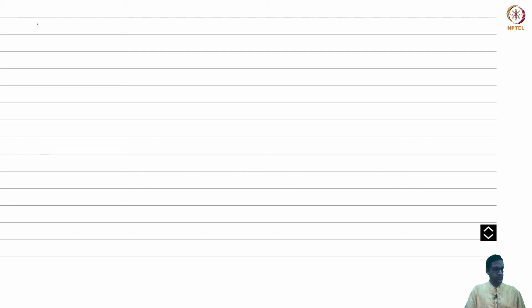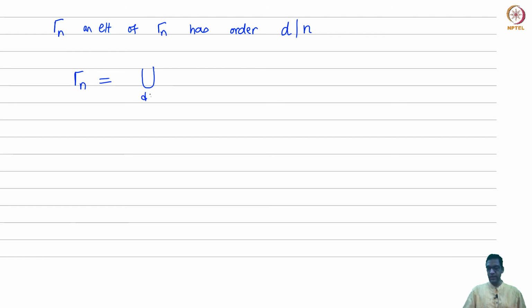Now let's look at the various elements of order d dividing n. Why did I talk about d dividing n? Observe, if I take gamma n, what can I say about a typical element of gamma n? In that cyclic group, this element must have some order, and recall that the order of an element necessarily divides the cardinality of the group. So I can decompose gamma n as a union, and this union is disjoint. It's a union over all d dividing n, where d is a number between 1 and n, of the set of elements gamma in gamma n such that the order of gamma is d. So I can write gamma n like this as a disjoint union.